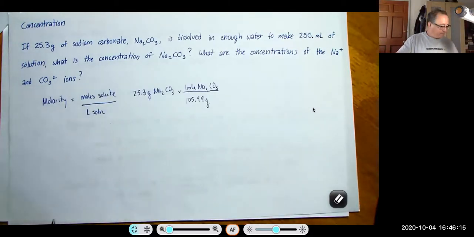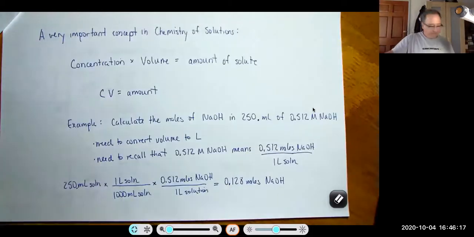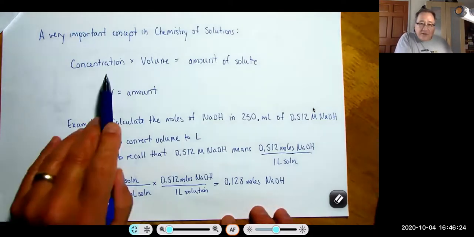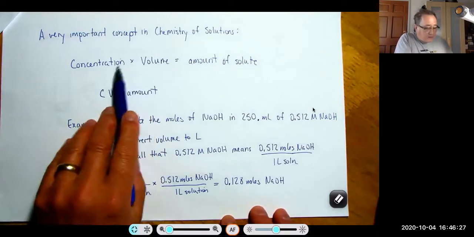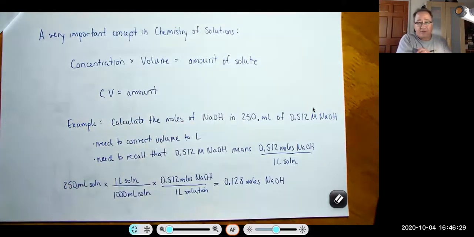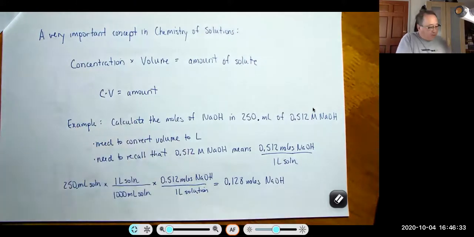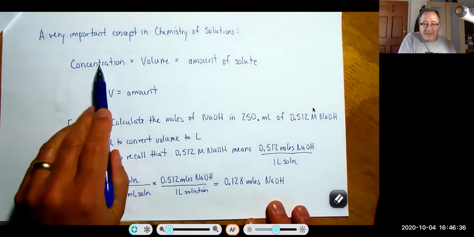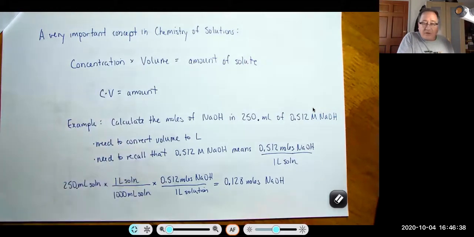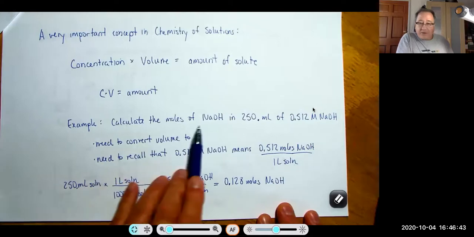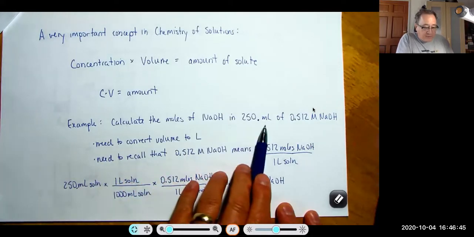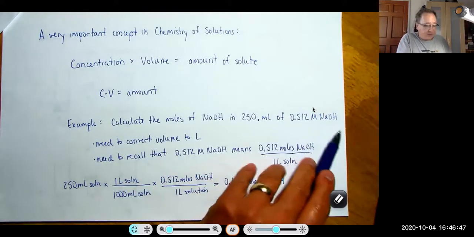Okay, so there's that. Now, a really important concept in chemistry is this idea. The concentration of a solution times the volume of the solution gives you the amount of solute. So C times V equals amount. Now, when our concentration is molarity, this amount is going to be moles of solute. So for example, calculate the moles of sodium hydroxide in 250 milliliters of 0.512 molar NaOH.